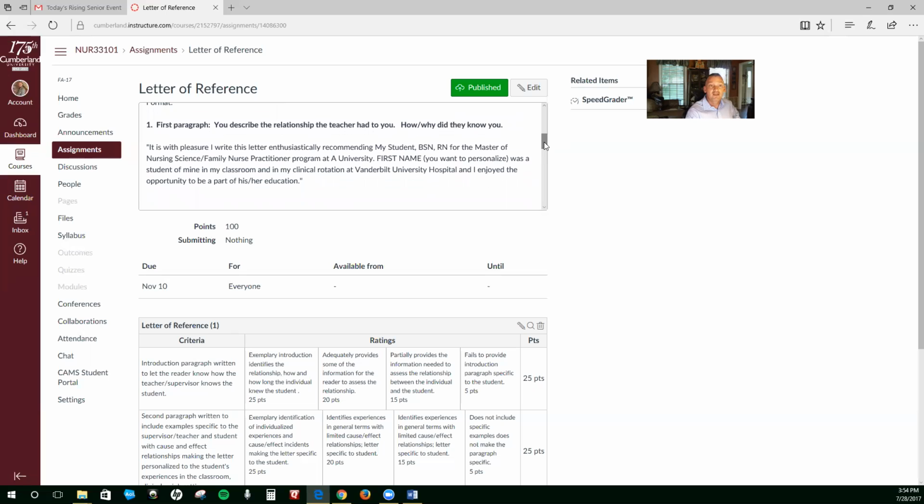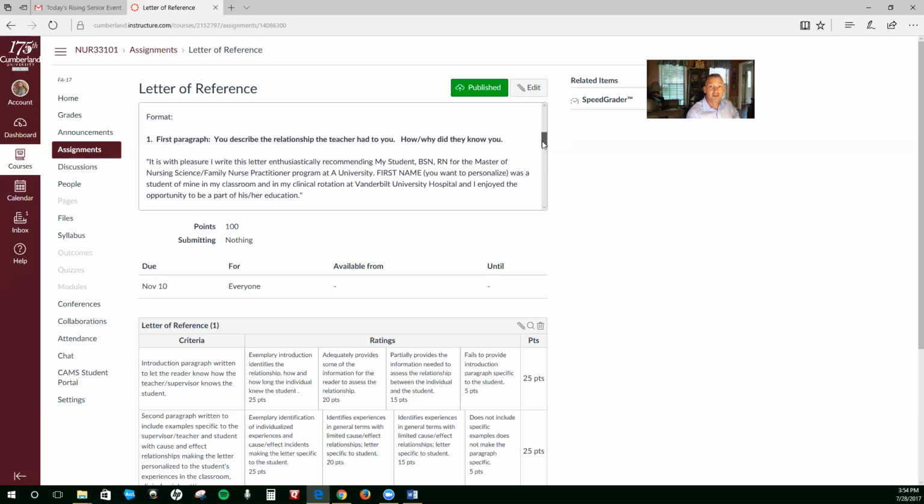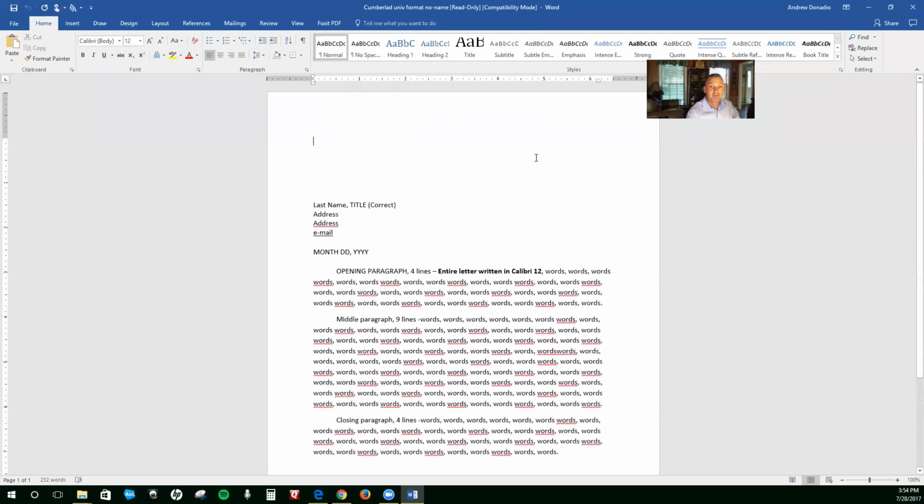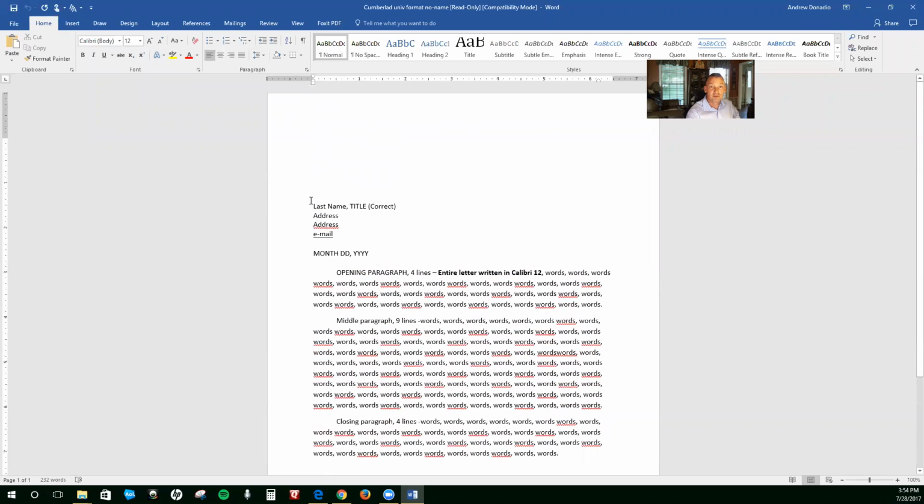All right, it's going to be 3 paragraphs. Now, when you're looking at the assignment, you'll see this link right here. When you click that link, this is going to come up. All right, the reason it has so many spaces up here is because it is set to print out on Cumberland University letterhead. So this is going to be the last name and the title, the correct title of the person you are asking for the letter from. So in my case, it would be Andrew J. Donadio, comma, DNP, comma, RN-BC, comma, CNE.